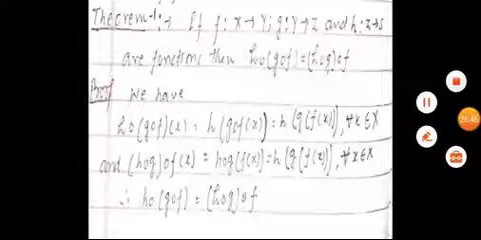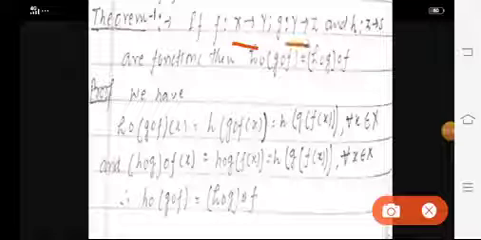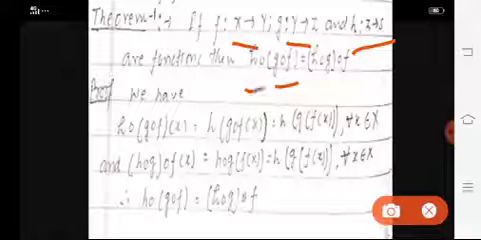Now let us come to a theorem that is also called the associative law of the composite of functions. f is a function from set X to Y, g is a function from set Y to Z, and h is a function from Z to S, and we are asked to prove that (f∘g)∘h equals f∘(g∘h).